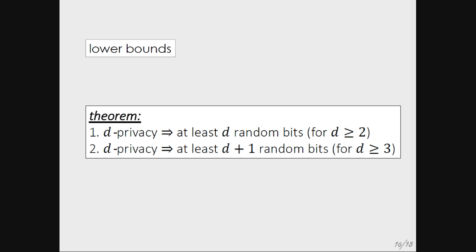So let me now talk about lower bounds. Our results are rather intuitive, but they are not quite trivial to show. We proved that we need linear randomness to achieve this privacy. For the case of d higher than 2, you need at least d random bits. And for the case of d higher than 3, we need at least d plus 1 random bits. We have been able to construct some algorithms that actually reach these bounds for d up to 4, I think. And we proved them using EasyCrypt.